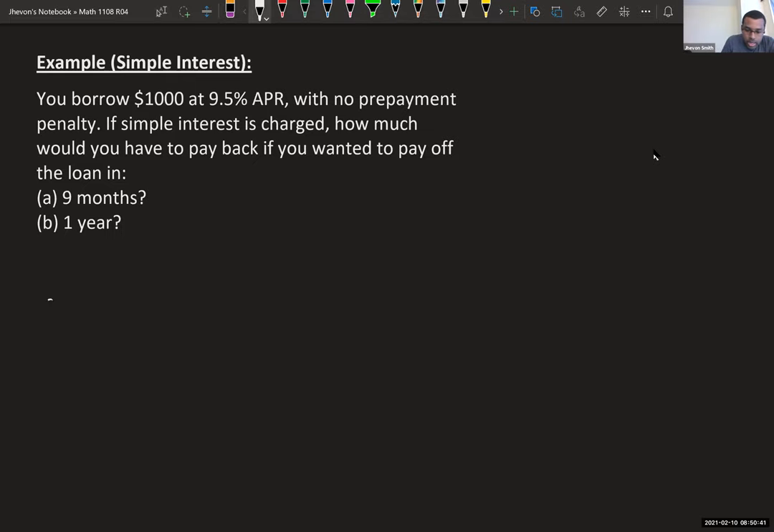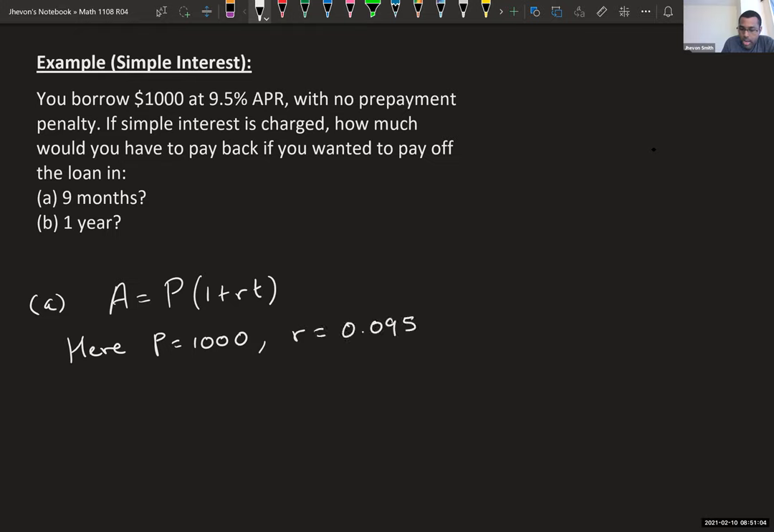So let's look at the 9 months point. Here we know A equals P times 1 plus RT. Here, we know that your P is 1,000. We know that your R is 0.095. You always write the percentage as decimals when you're going to actually use it in calculations. And I spoke about how to translate to decimals in like two classes ago. Divide by 100, basically. 9.5 over 100 gives you the decimal, or you just move the decimal point two places to the left. So that's that.